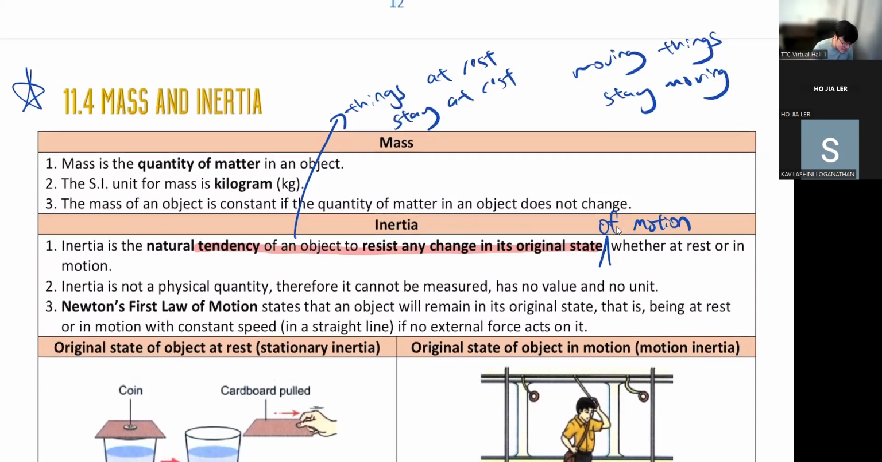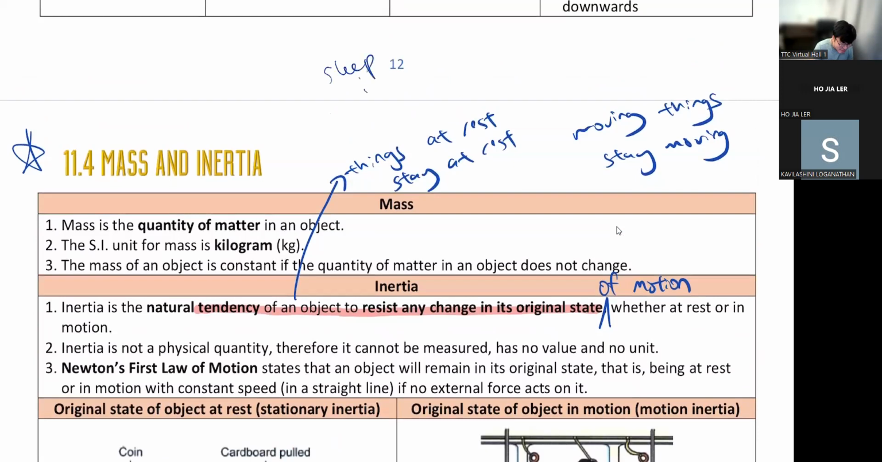Guys, have you heard of what is sleep inertia? Okay, sleep inertia. We all go through this. In the morning, you're asleep, right? You don't want to wake up.